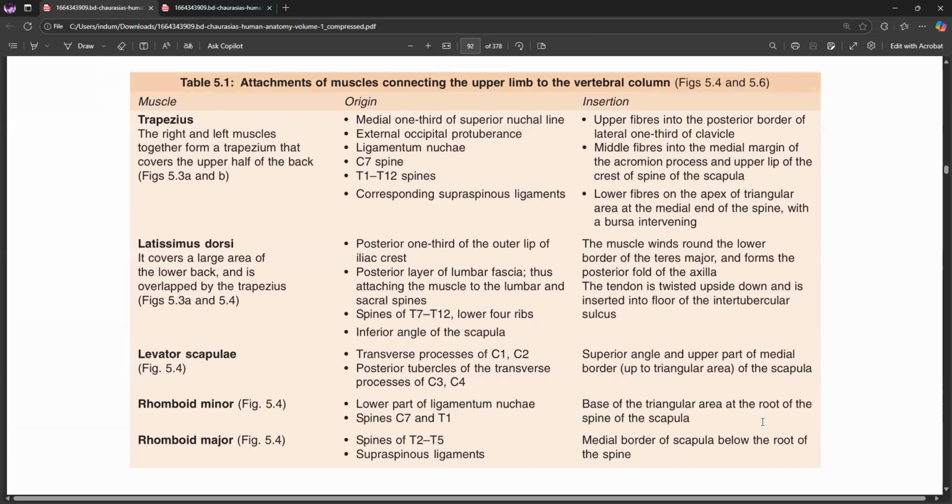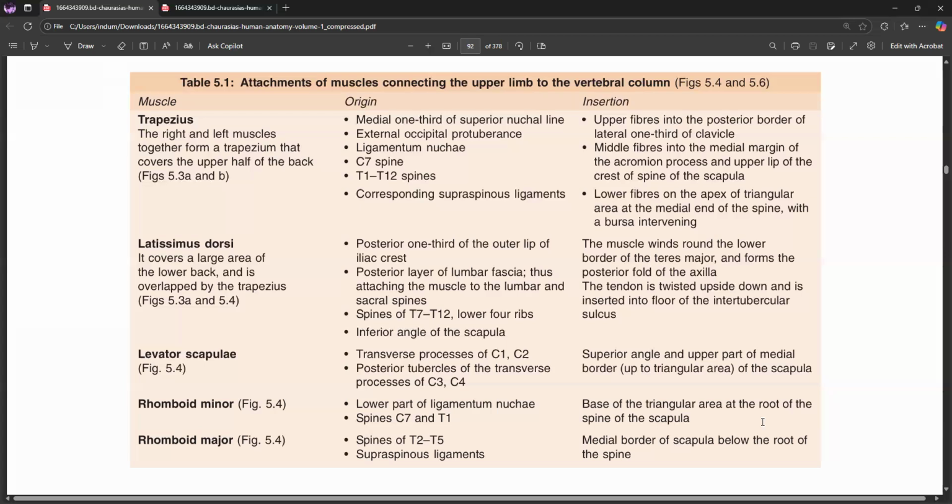corresponding supraspinous ligaments. Insertion. Upper fibers into the posterior border of lateral 1/3 of clavicle. Middle fibers into the medial margin of the acromion process and upper lip of the crest of spine of the scapula. Lower fibers on the apex of triangular area at the medial end of the spine with the bursa intervening.